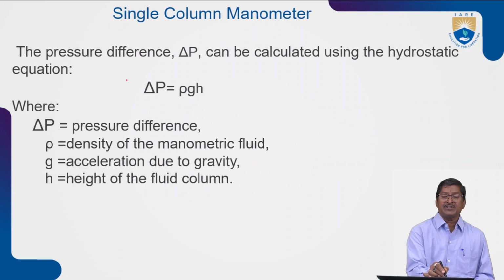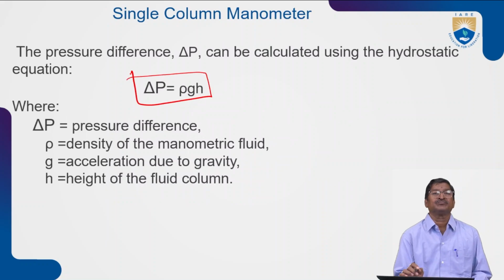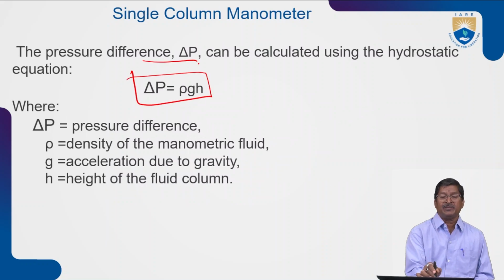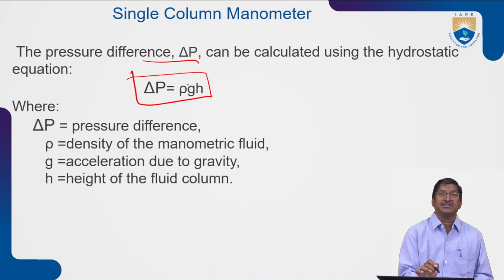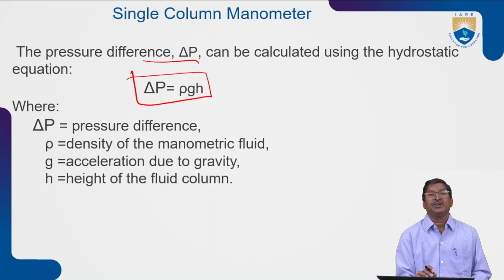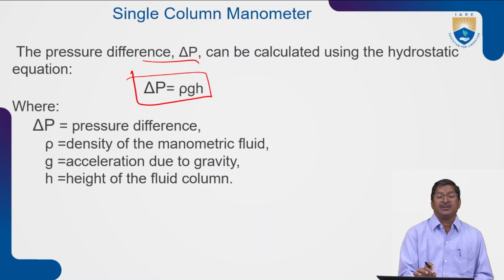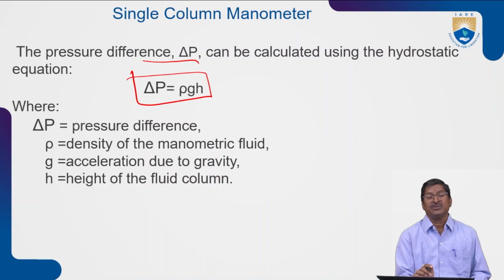So there is also a formula. You can see here. The pressure difference delta P, you can get using the formula delta P is equal to rho g h. So this is the formula. If you want to know the pressure, you can apply this formula.